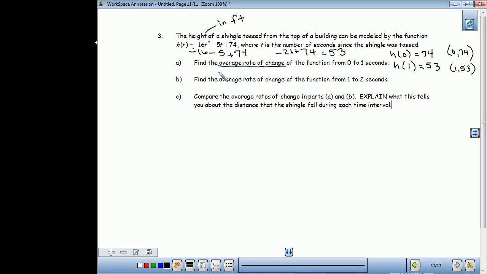Now we can find the average rate of change. The average rate of change over that interval would be 53 minus 74 over 1 minus 0. So we get negative 21 over 1. So it's negative 21 feet per second. So during the first second, that shingle falls approximately 21 feet. That's a lot of falling.